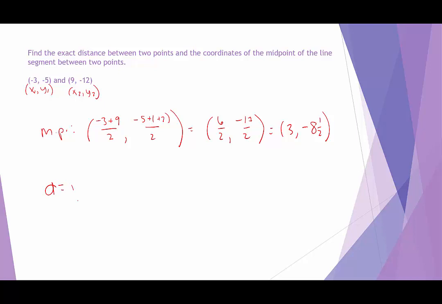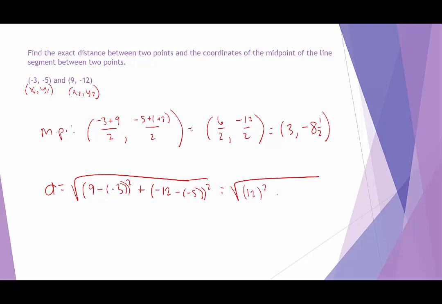The distance here, we're going to take the square root of x2, 9, minus x1, -3, quantity squared, plus y2, -12, minus y1, -5, quantity squared. And we end up with 9 minus -3 is +12, so that's 12 squared, plus -12 minus -5 is -7, -7 squared. 12 squared is 144, 7 squared is 49. When I add these together, I end up with the square root of 193. 193 is prime, so we cannot simplify it any further. So the distance would be the square root of 193.